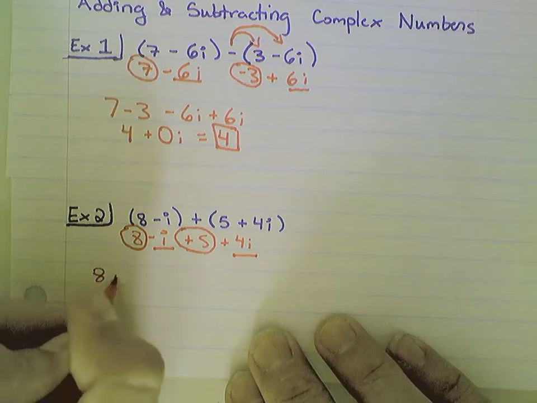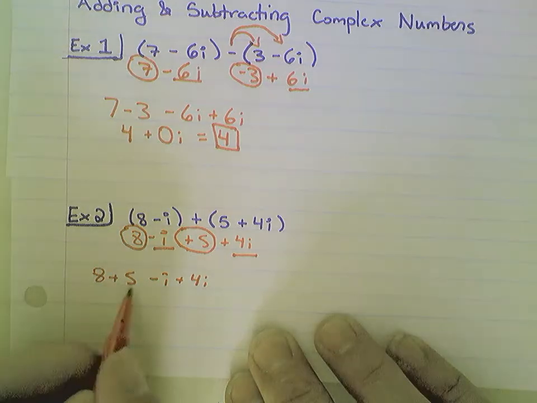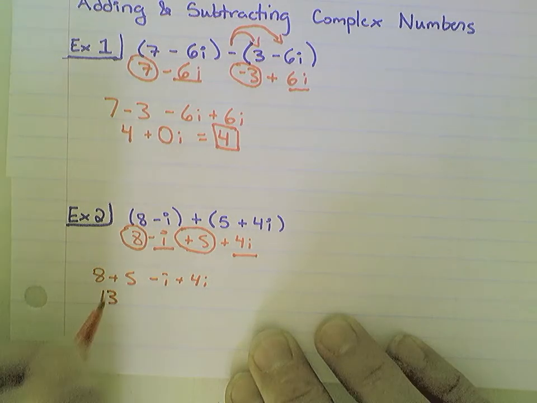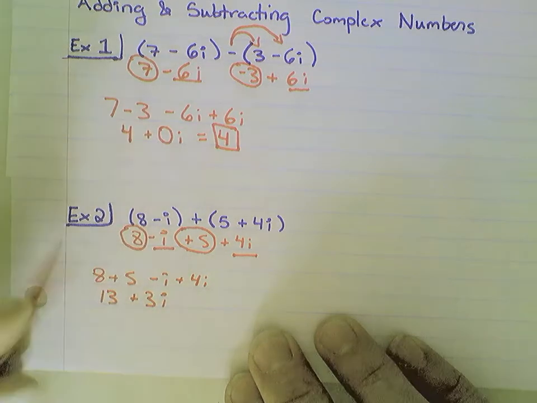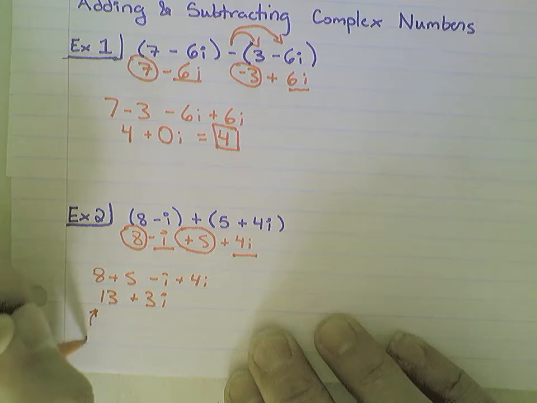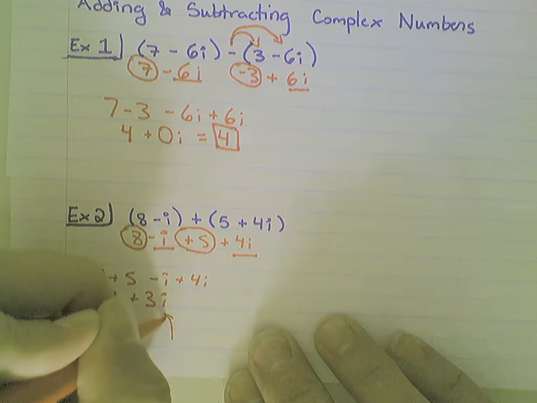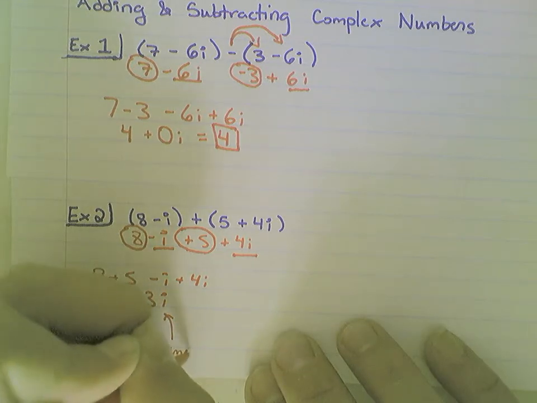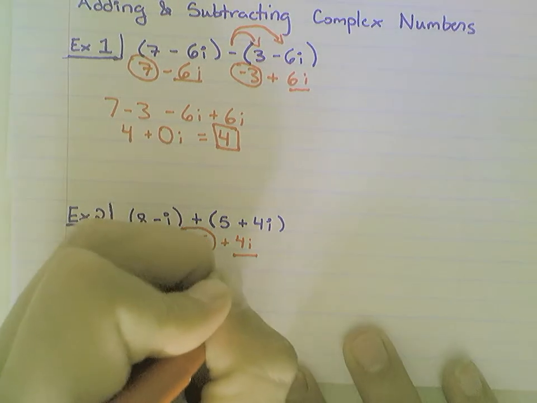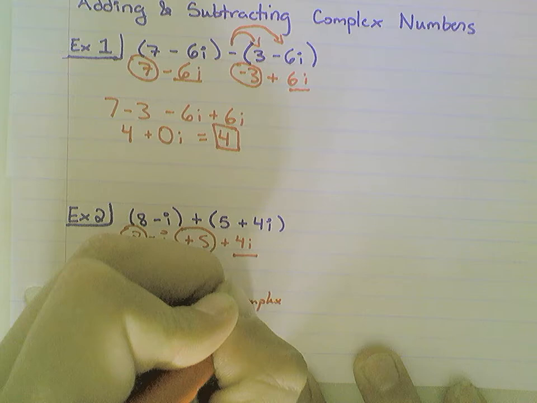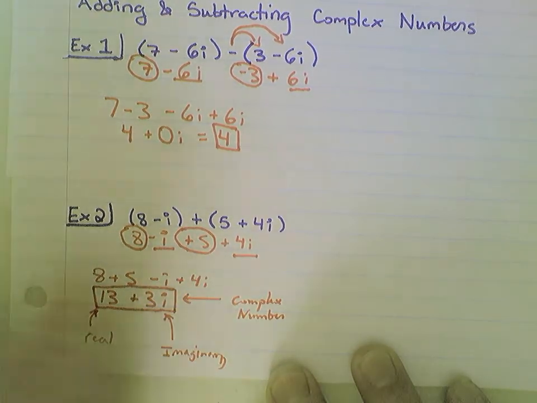So 8 + 5 and then -i + 4i. Well, 8 + 5 is 13. Negative i plus 4i is a positive 3i. Once again, this will be the real part of the complex number, and this part on the end will be the imaginary part. And the whole thing is a complex number. Okay? But ultimately, this is the solution to simplifying in example 2.